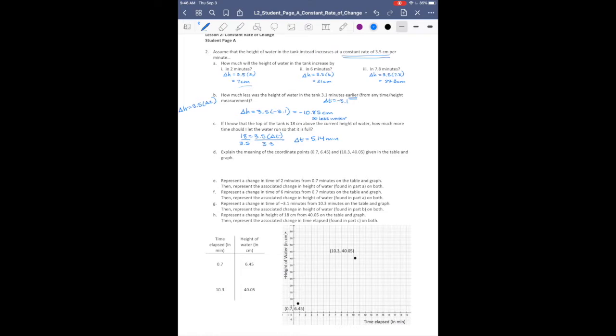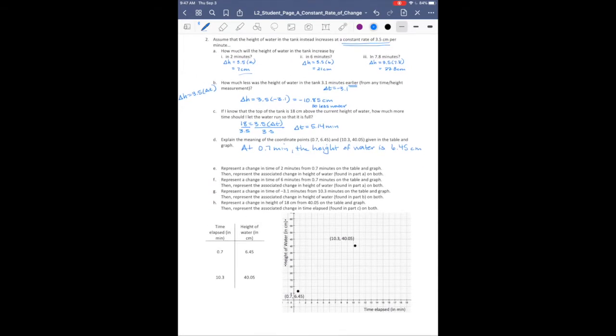So on part D, we would say, okay, this 0.7, 6.45, so we'd say at 0.7 minutes, the height of water in the tank is 6.45 centimeters. And then you could say something similar for the next one. So at 10.3 minutes, the height of the water in the tank is 40.05 centimeters.